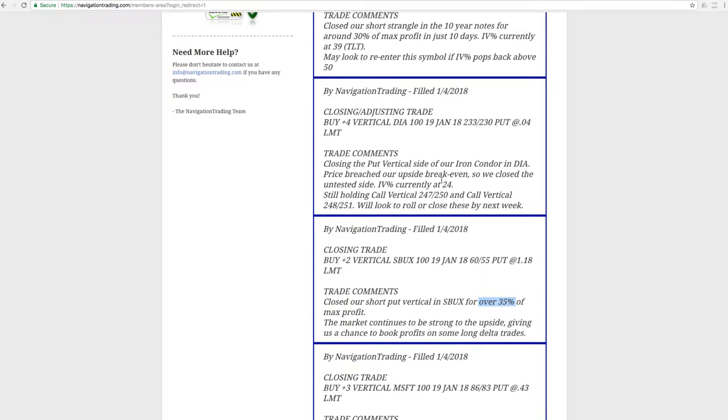Next trade was a closing adjusting trade in DIA. So we had an iron condor on in the diamonds. Price breached our upside break even. So we closed out the put vertical side. We closed out the untested side, just like we teach in our course. IV percentile at that time was at about 24. It's gone down a little bit since then. So now we're just holding the call verticals.